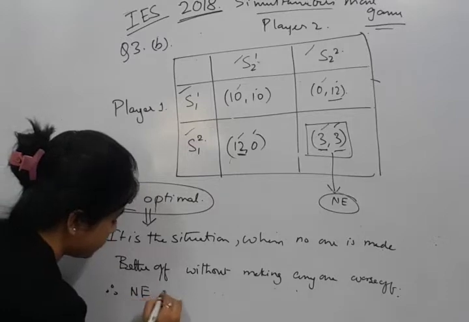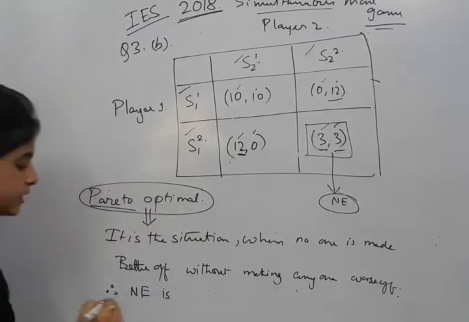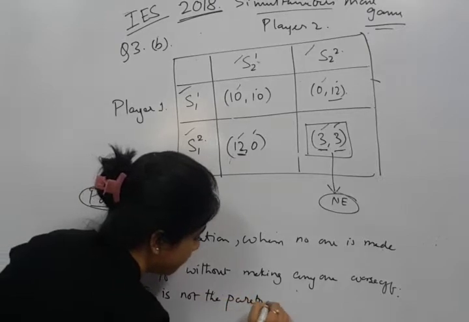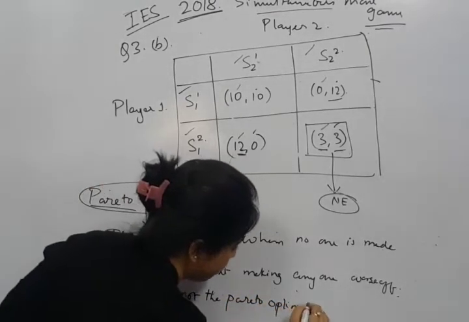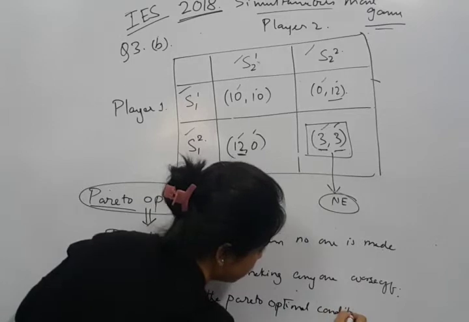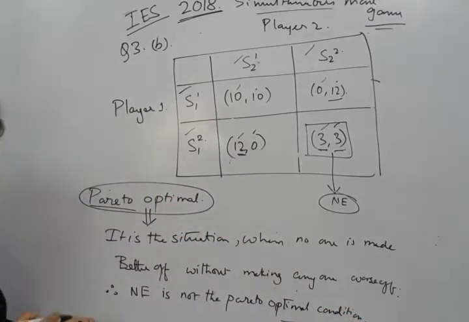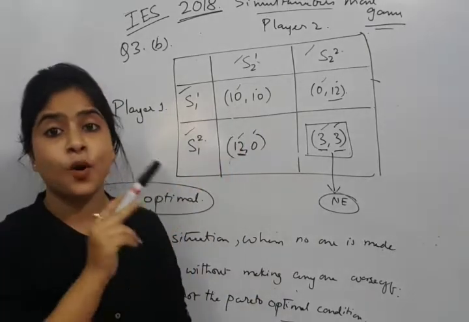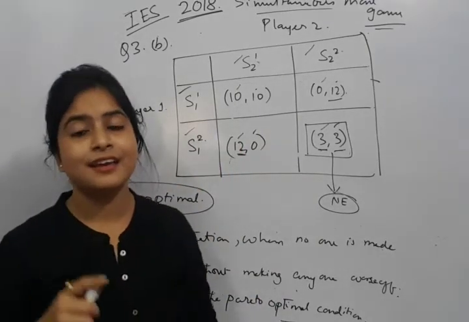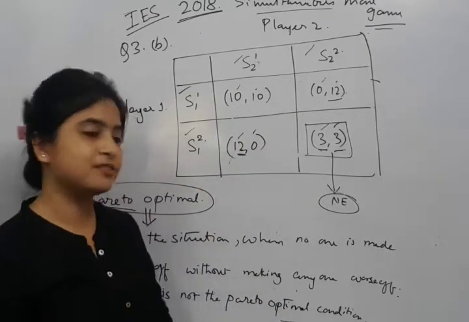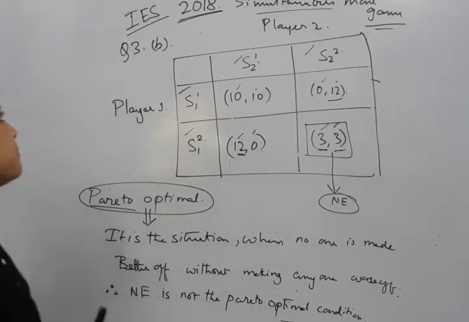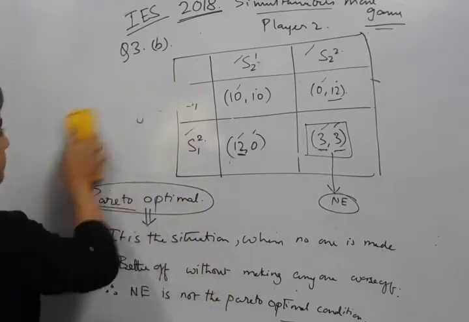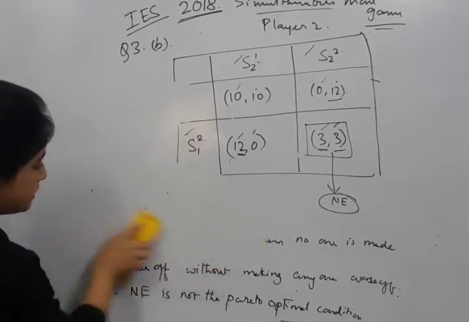Therefore, the Nash equilibrium that we have obtained is not the Pareto optimal condition. Okay, because under the Pareto optimal condition, the payoff would be 10,10, which is higher than the Nash equilibrium situation of 3,3. Alright, so we are done over here. Next part of question number 3, coming to that part.